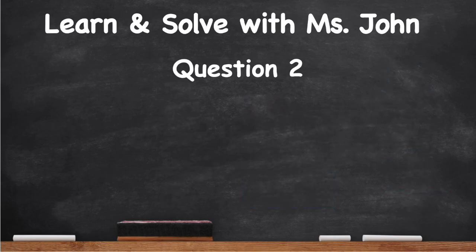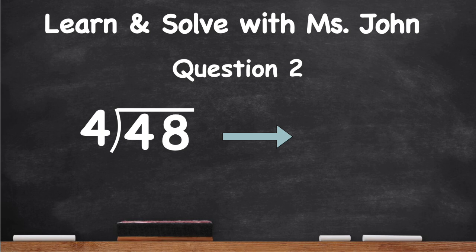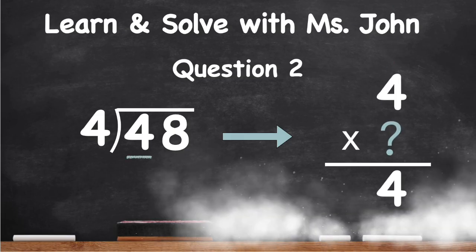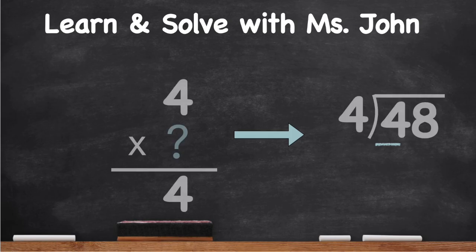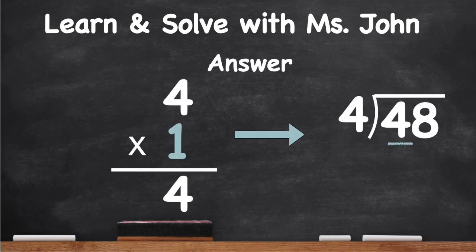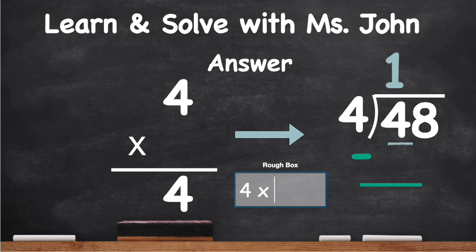Question number 2. 48 divided by 4. We're going to do 4 divided by 4 first, and then 8 divided by 4. So let's begin. 4 divided by 4. 4 times what gives us 4? 1. Now we're going to move the 1 on top of the 4 in the division section. Then we're going to find out what we are going to subtract that 4 by. So in that rough box, we're going to write 4 times 1. 4 times 1 equals 4. Now we're going to write 4 underneath the 4 in the division section. We're going to subtract these two numbers. So 4 minus 4 equals 0.